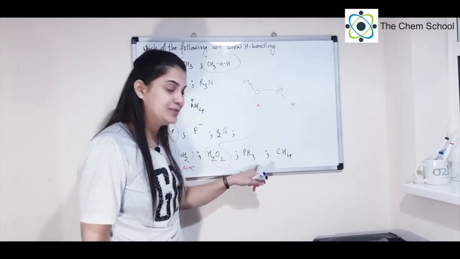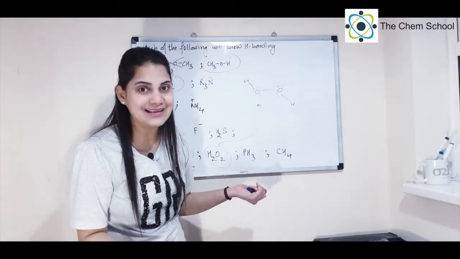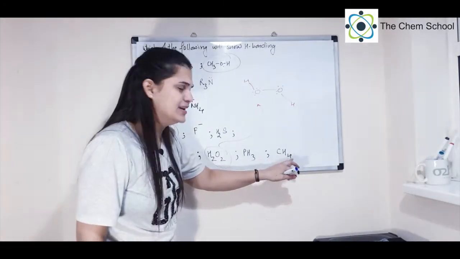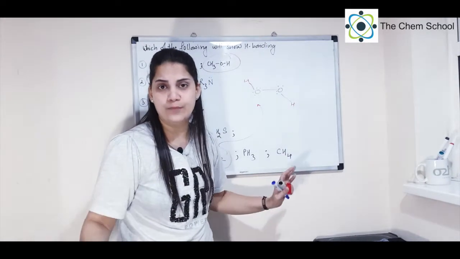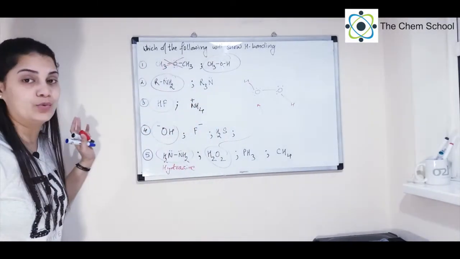The next one is PH3, phosphine. In case of phosphorus, we didn't say that it is going to show hydrogen bonding. So there is no hydrogen bonding in this case. Carbon is having H. Carbon is not very electronegative. So this will not show hydrogen bonding. There is only one exception. We'll talk about that later. As of now, you need not worry about anything else.